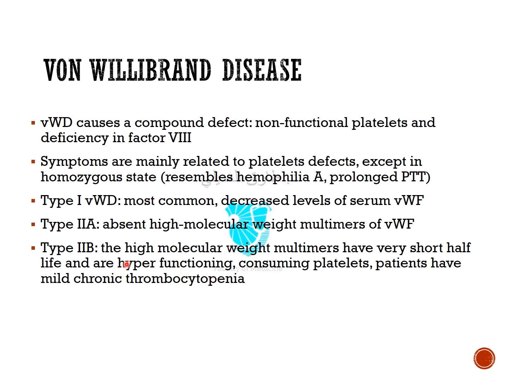They are hyperfunctioning and they have a short half-life at the same time. So they cause an alternate problem. They consume platelets more often. In these patients, as we mentioned, the platelets are there, but they cannot function. In this subtype, the multimers bind many platelets, okay, causing mild persistent thrombocytopenia. Remember, this is the pathogenesis of TTP, but in that one, it is widespread and it is severe. While in type 2B von Willebrand disease, these multimers consume some platelets, causing mild thrombocytopenia, but without formation of thrombi. So this is the difference between the three types.